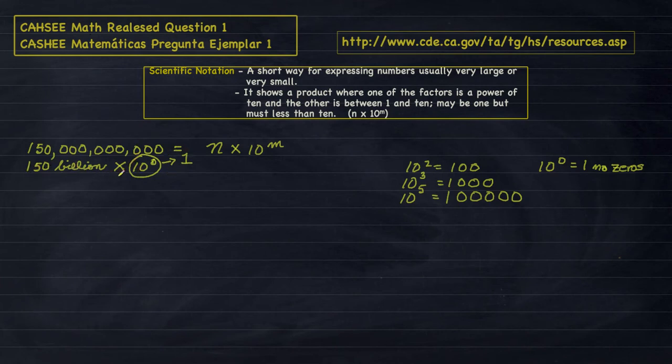The reason why this is not scientific notation is not because of the power of 10. That is a legitimate power of 10. The problem is n, this number here. Remember, n has to be special. N has to be a number between 10 and 1. It has to be less than 10, and it must be greater or equal to 1. So I don't like this one because this is way too big to be n.